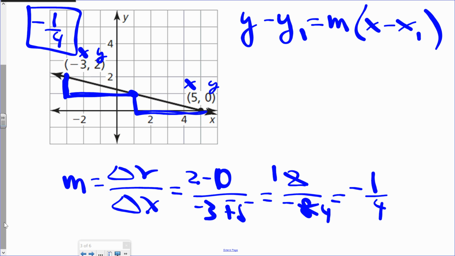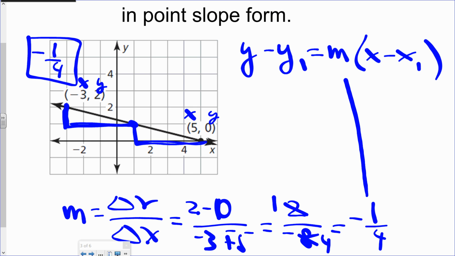So my slope is -1/4. So I know that's going to go right there. Now I just got to pick a point to go right here and here, any point. The cool thing is you can pick any point on the line. Doesn't matter. I'll pick this point right here, 1, 1. I could have picked -3, 2. I could have picked -5, 0. Doesn't matter.